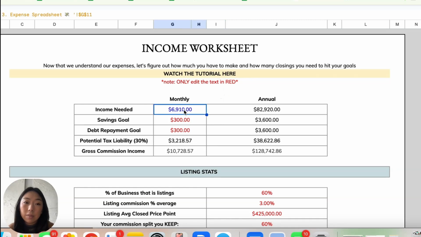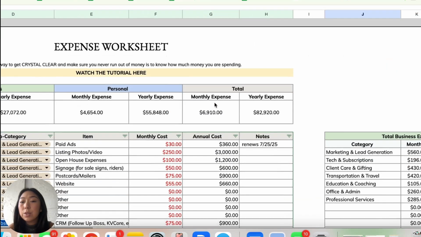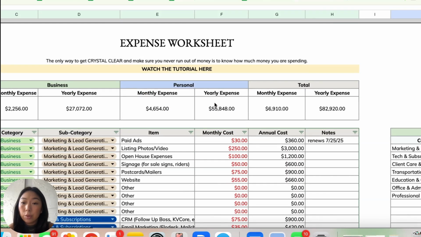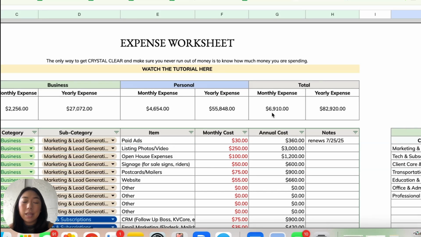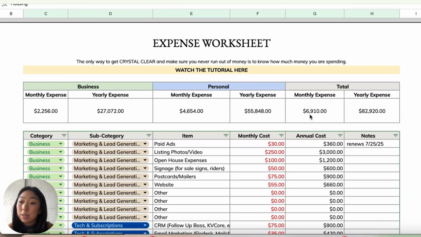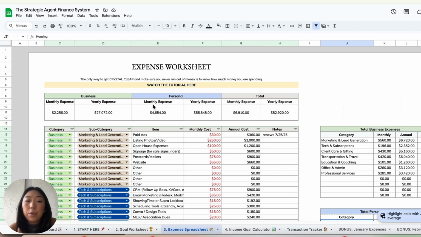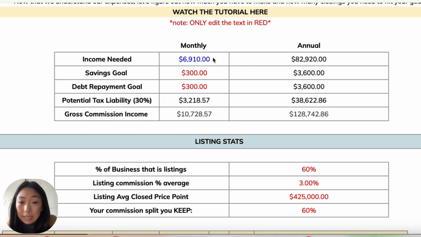So what I've done here, this automatically pulls from your total expenses needed for the month in the previous spreadsheet. So if you filled out the expense worksheet, you'll see on the top here that you have a total monthly expense of $6,910, and that is where the number is being pulled from. But if you want to look at a different number, let's say just for personal expenses or just for business expenses, you can type that in manually as well. So we have the income needed to pay everything every single month is $6,910.